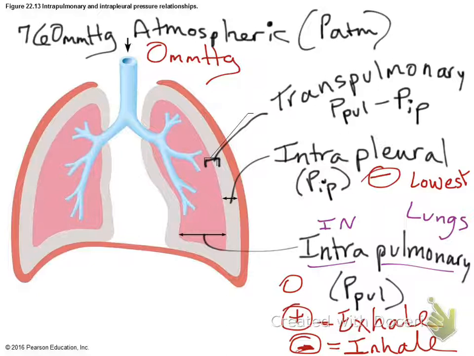Transpulmonary will always be positive, so let's make a note about that as well. If transpulmonary becomes 0 or negative, that means that the lungs have collapsed. For the transpulmonary, that's right. If it is 0 or negative, that means that the lungs have collapsed. Because remember, intrapleural should always be the lowest pressure.